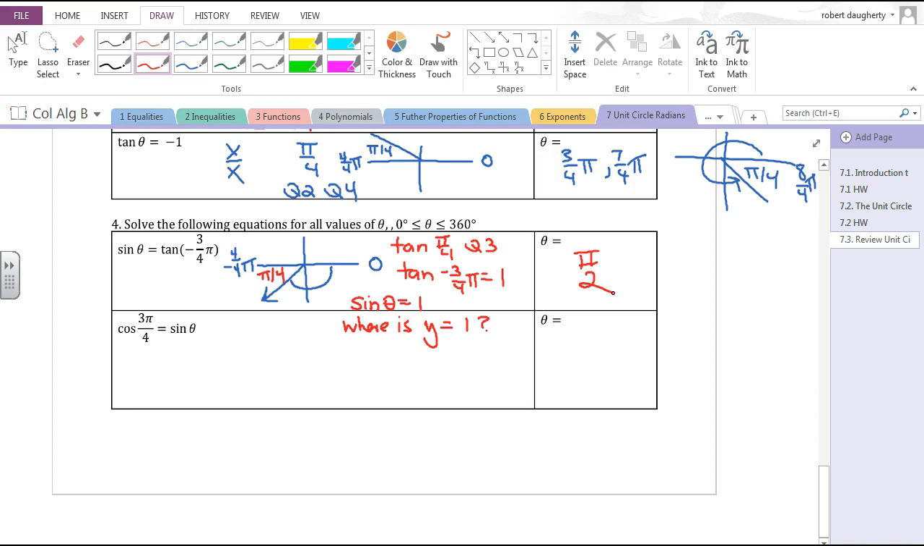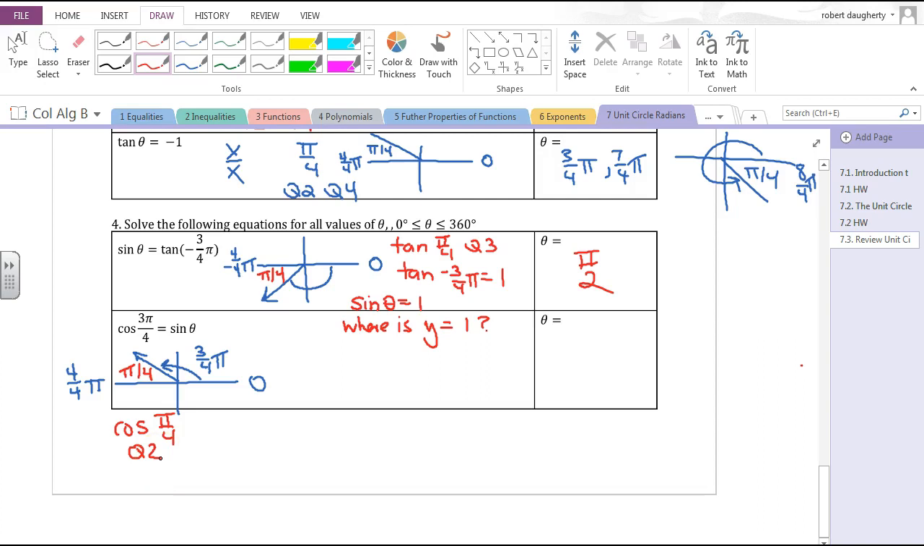And then the next question, the last one, cosine of 3/4 pi equals sine of theta. So figure out the cosine of 3/4 pi. So where is 3/4 pi? If I draw 0 and pi, let's call this the same as 4 over 4 pi. That means 3/4 pi has to be this angle right here, which terminates in the second quadrant. And more importantly, the reference angle or central angle is pi over 4. So the question becomes, what's the cosine of pi over 4 in the second quadrant?